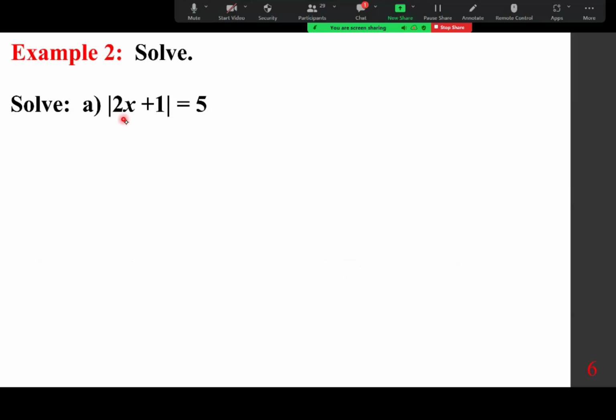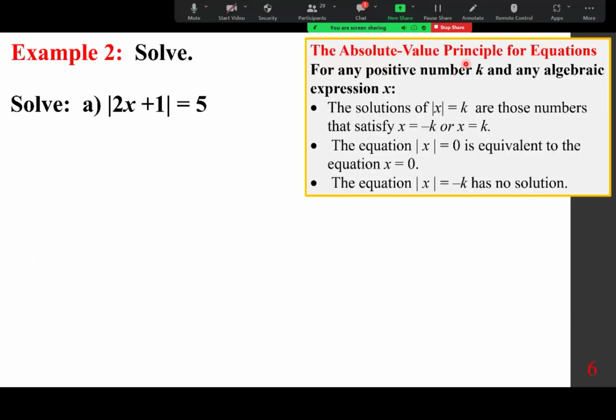Solve the absolute value of 2x plus 1 equals 5. So here's the process. The absolute value principle for equations: for any positive number k and any algebraic expression x, the solutions of the absolute value of x equals k are those numbers satisfying x equals minus k or x equals k.